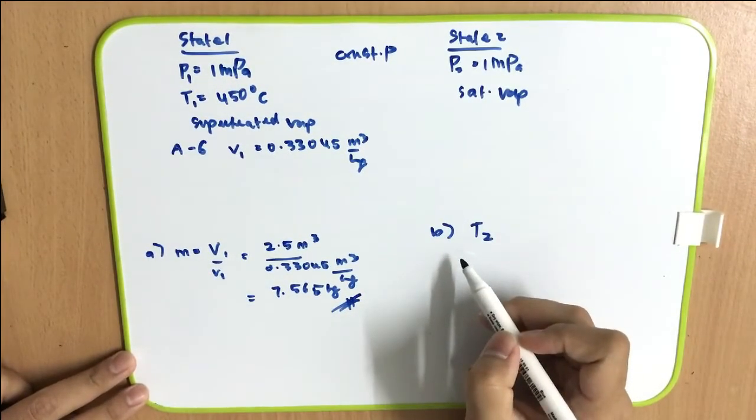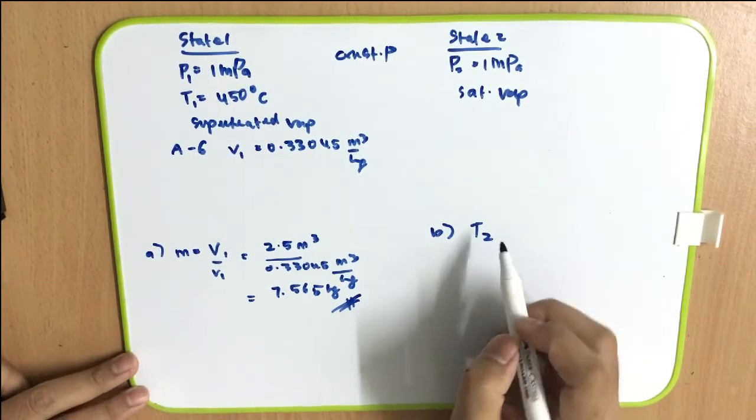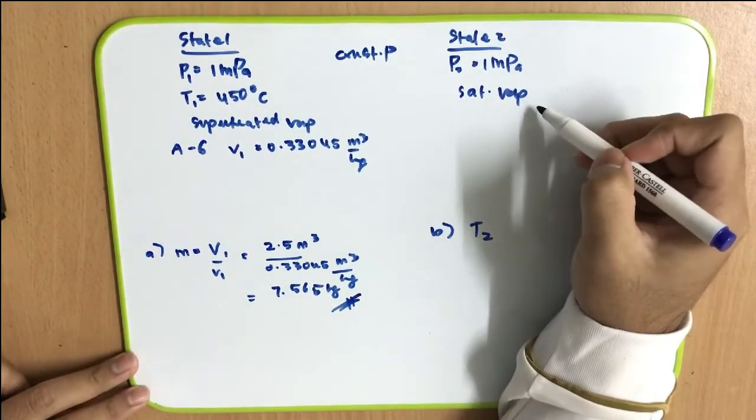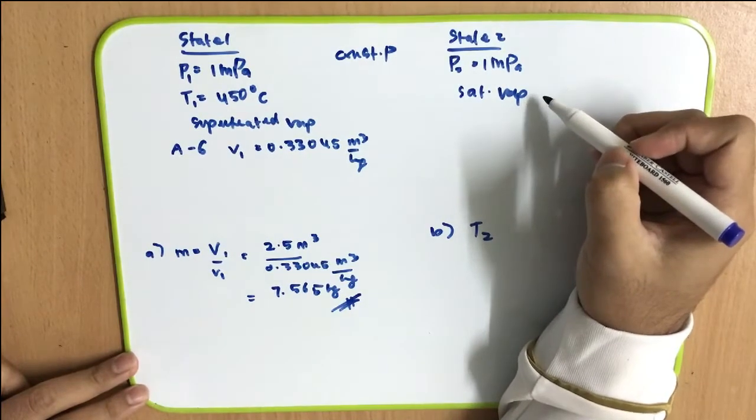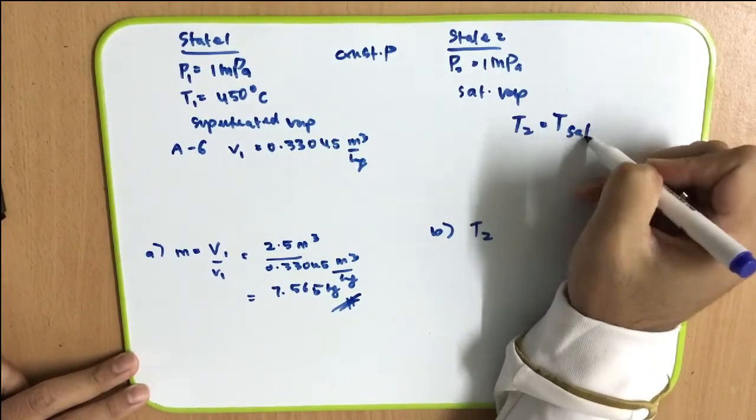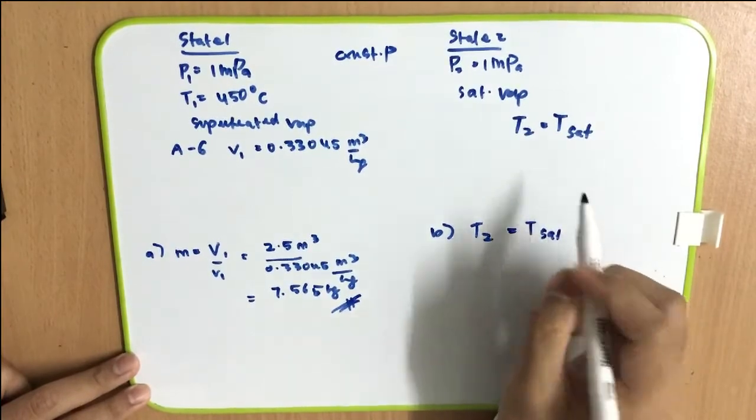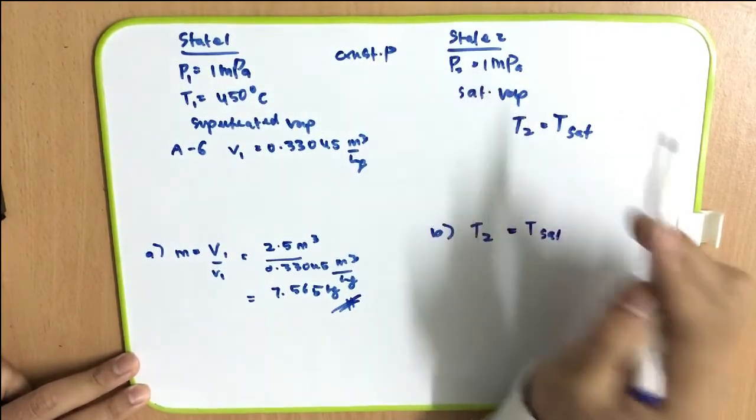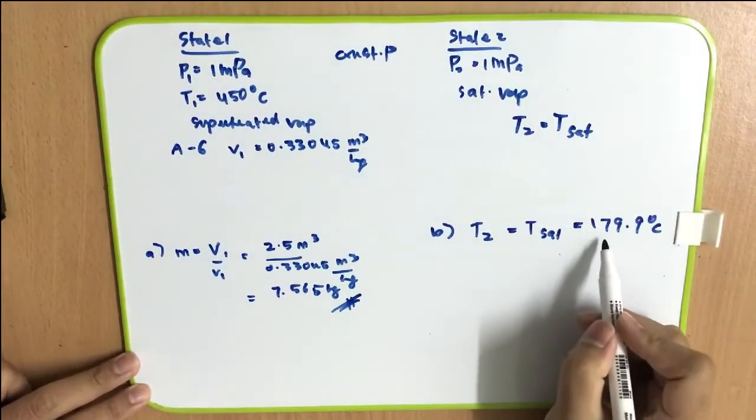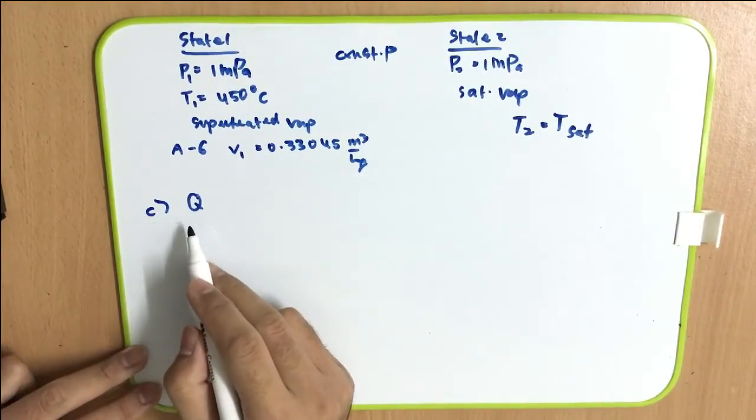Next, B, we need to find the final temperature, which is the temperature at state 2. But from here, we already know that the phase is saturated vapor. Because it is saturated vapor, we can just take T2 equal to T saturated. So T2 is T saturated at pressure 1 megapascal, which is equal to 179.9 degrees C.